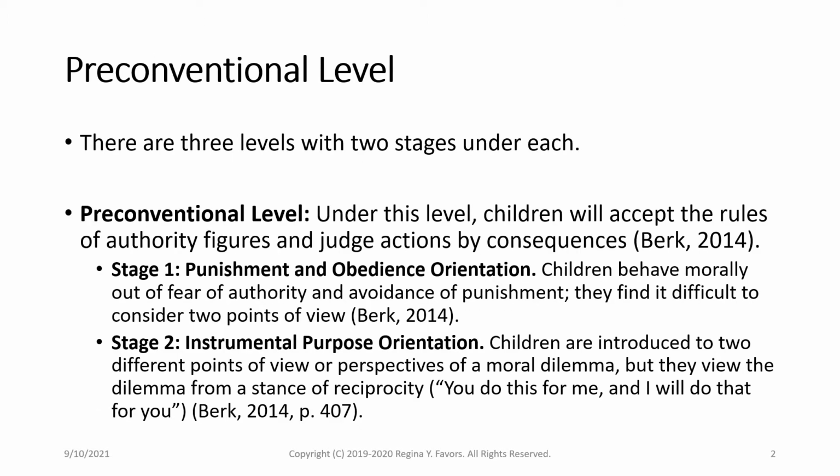There are 3 levels with 2 stages under each. So that's 3 levels of moral understanding. So there is the preconventional level. Under this level, children will accept the rules of authority figures and judge actions by consequences. So stage 1, punishment and obedience orientation. Children behave morally out of fear of authority and avoidance of punishment. They find it difficult to consider 2 points of view.